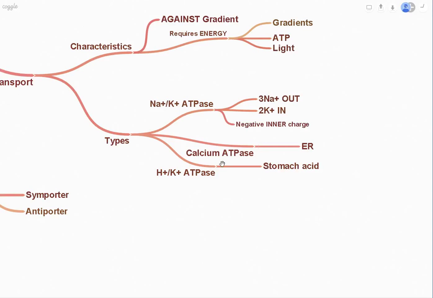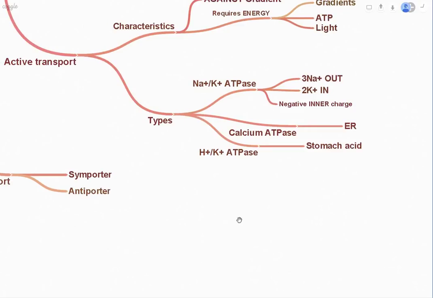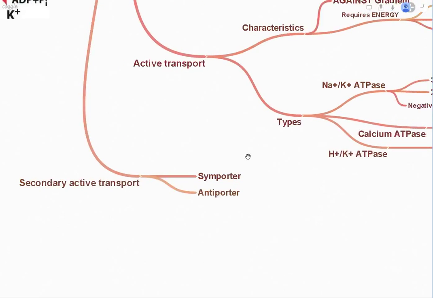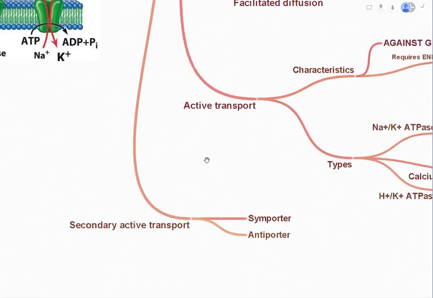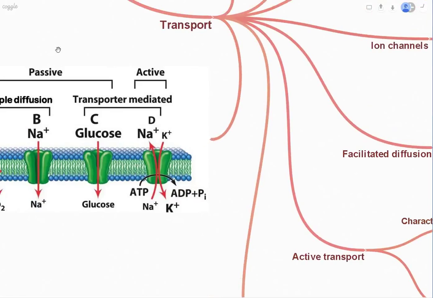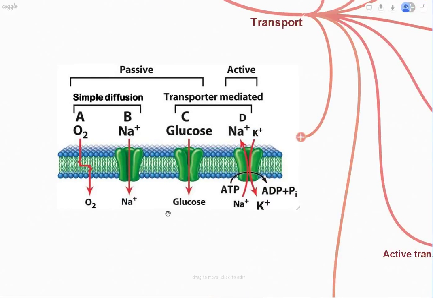Calcium ATPases are associated with the inside of the cell in the endoplasmic reticulum, usually muscle cells, and the hydrogen potassium ATPase for stomach acid. And secondary active transport is associated with symporters or antiporters. Symport means they're traveling together, and antiporter means they're swapping. And this is the overview.